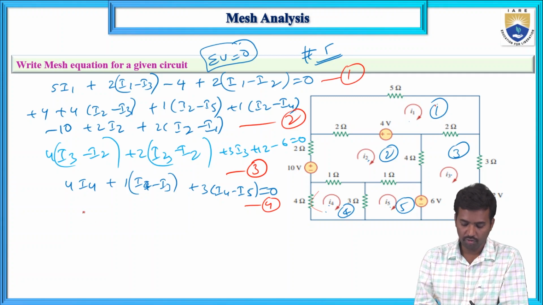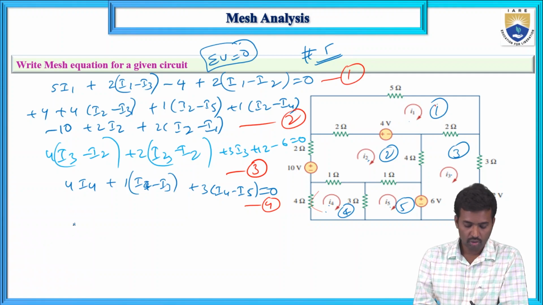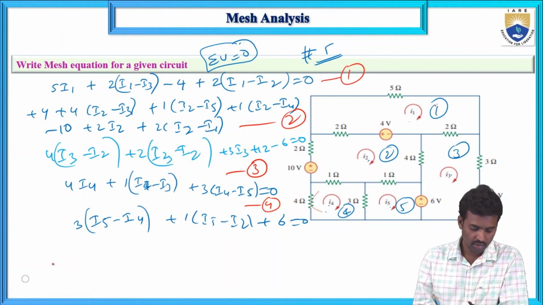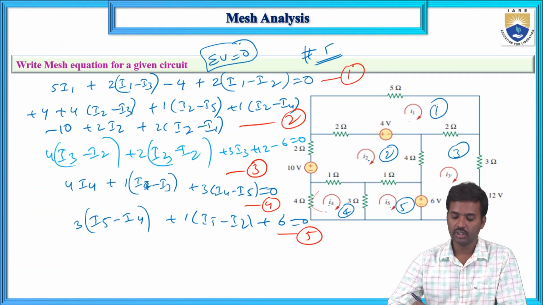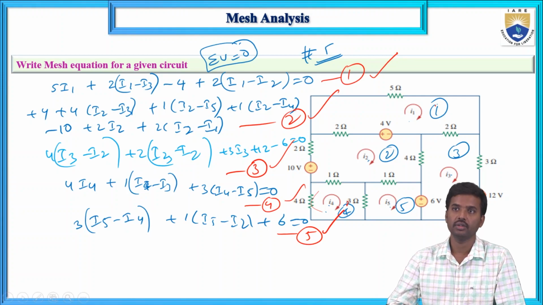And equation number 5 means this one: 3 into (I5 minus I4) plus 1 into (I5 minus I2) plus 6 equals 0. This is equation number 5. So these are the 5 mesh equations: mesh 1, mesh 2, mesh 3, mesh 4 and mesh 5.